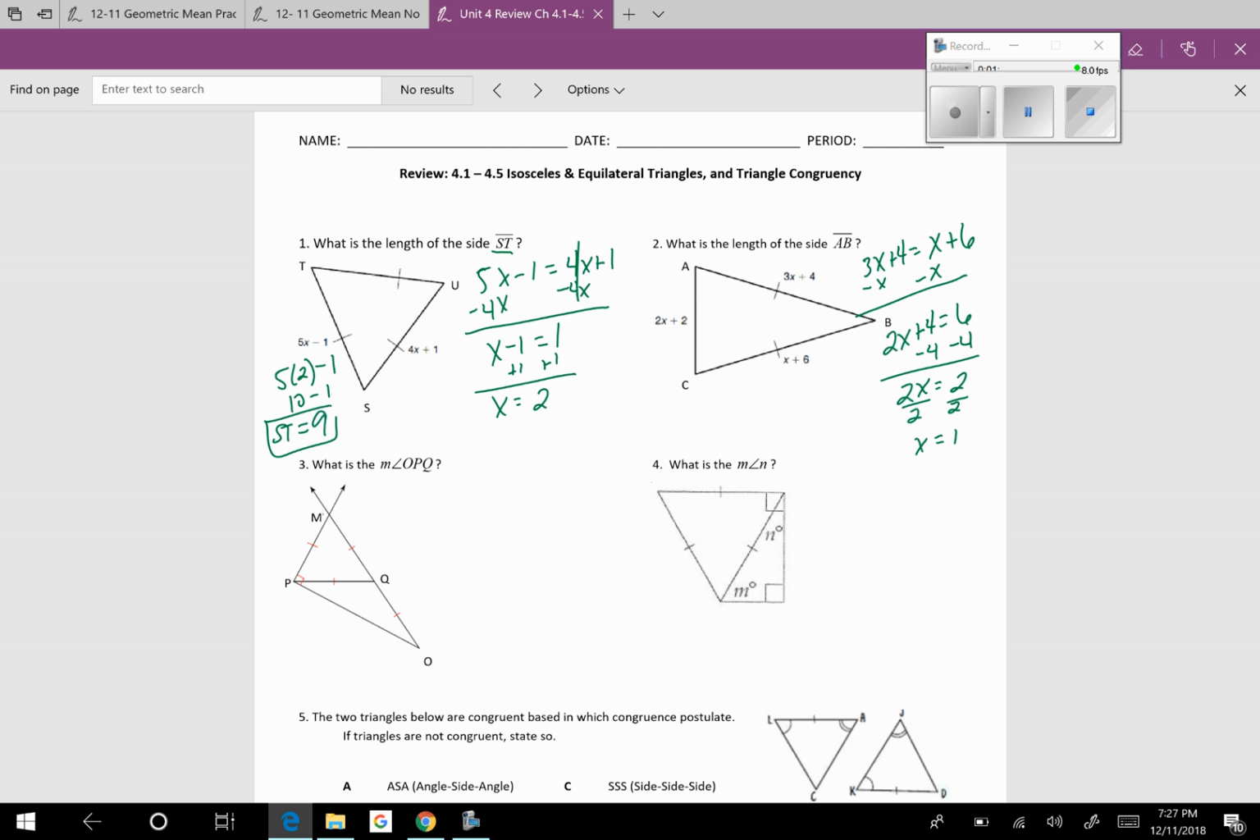So now we want AB, so we plug in. We'll do 3 times 1 plus 4. Well, 3 times 1 is 3, plus 4, we get 7, and that is AB.